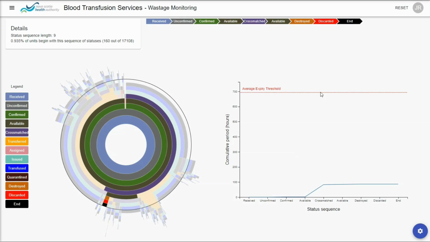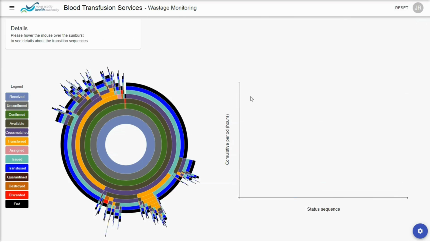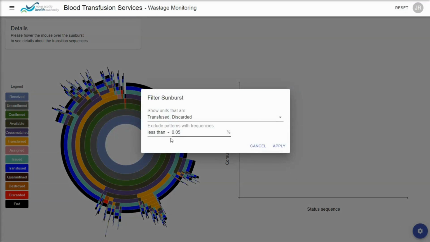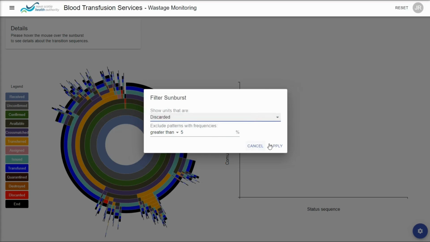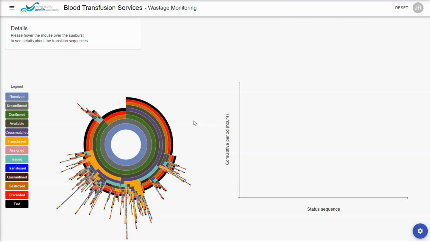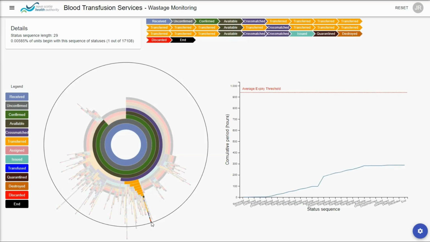As another example, to investigate the rare discard patterns in order to identify operational inefficiencies, we filter out the sequence patterns with frequency greater than 5% and those units that were transfused successfully. Here's a unit that had a quite long transition sequence, yet was wasted due to a reason other than expiry, as the line chart shows.